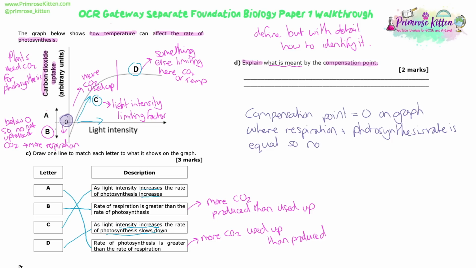On a graph like this, that's what the compensation point is. It's where there is a balance between the two. So it's 0 output of either uptake of carbon dioxide or output of oxygen, for example, and they're about the same. So there's no overall uptake or output of carbon dioxide.